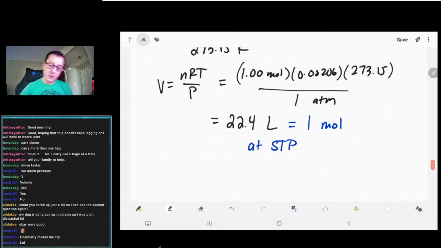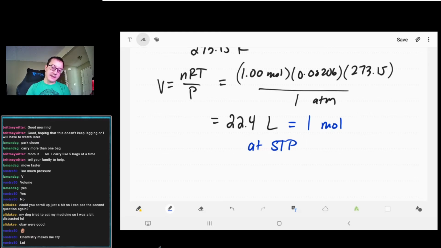Because we use 1 mole, you can actually use this as a conversion factor. So if you are at STP, 0 Celsius and 1 atmosphere, you can use this to very easily figure out the volume of 1 mole of something, or the volume of several moles of something, or the number of moles based on your volume. It's just a conversion factor.